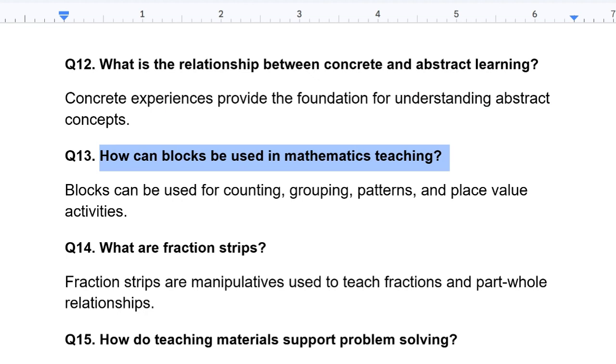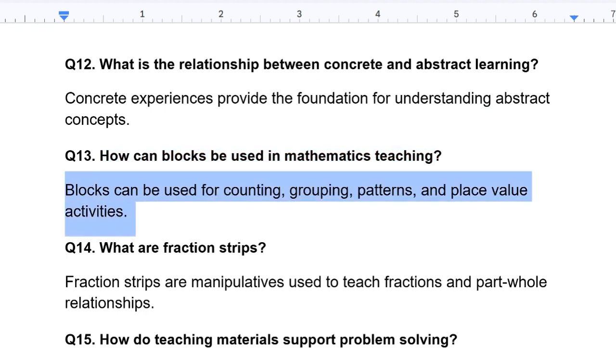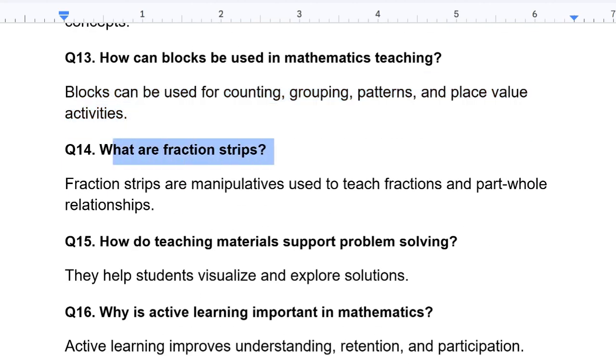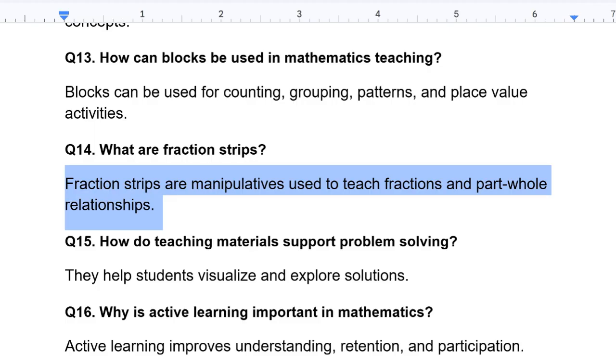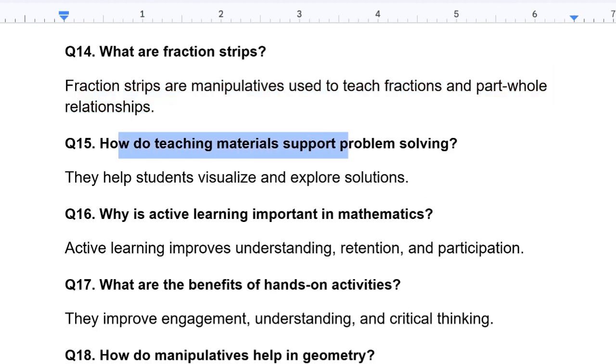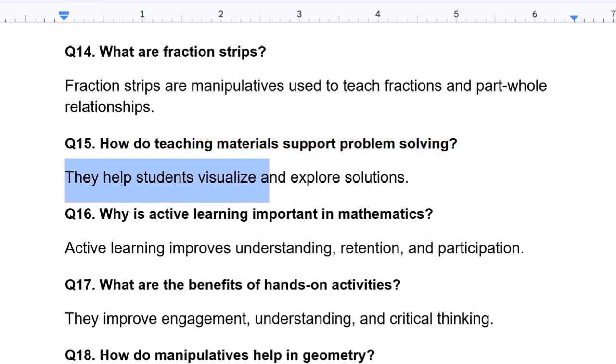How can blocks be used in mathematics teaching? Blocks can be used for counting, grouping, patterns, and place value activities. What are fraction strips? Fraction strips are manipulatives used to teach fractions and part-whole relationships. How do teaching materials support problem solving? They help students visualize and explore solutions.